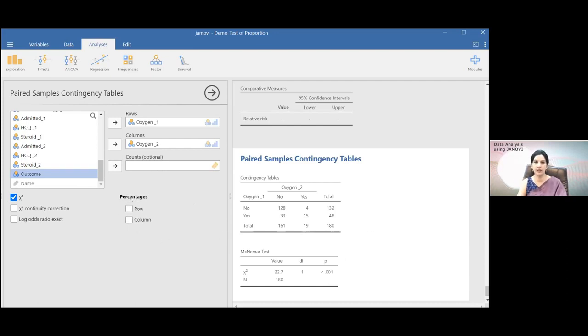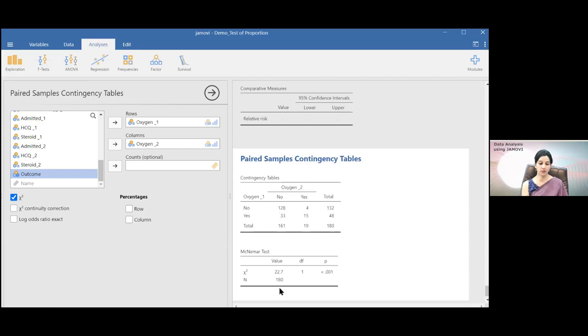Now focus on this table very carefully, because those of you who have attended the SPSS session, maybe it's a repetition for you, but those of you who are attending it for the first time, this McNemar test is also known as the test of marginal proportion. So what do we understand by marginal proportion here? Now this is a 2 by 2 table. Here you will see this is oxygen 1 and this is oxygen 2. This is the oxygen requirement at the time of admission and 2 is the oxygen requirement at the time of discharge. So there are 2 rows and there are 2 columns.